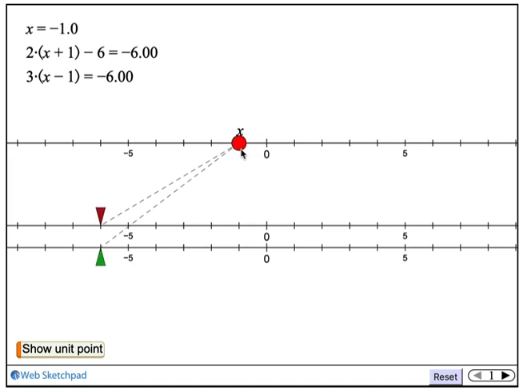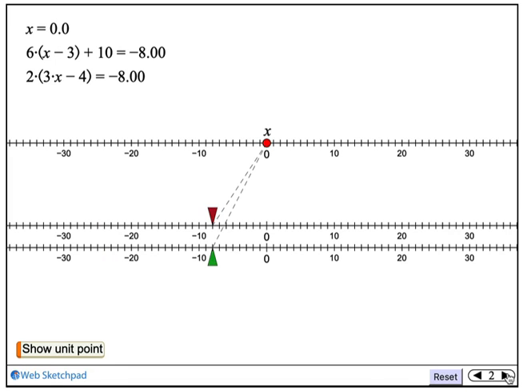And that occurs, right here. At x equals negative 1, both the left and right side of my equation are equal to negative 6. So by dragging point x and looking at the behavior of the pointers on the second and third number line, we can solve this equation without using our traditional algebraic approach. Quite nifty.